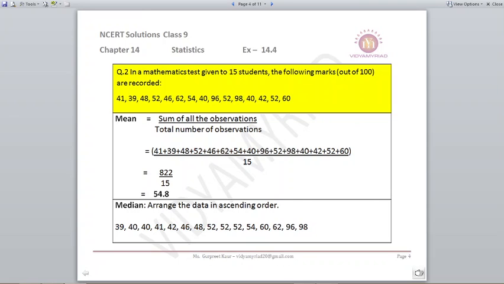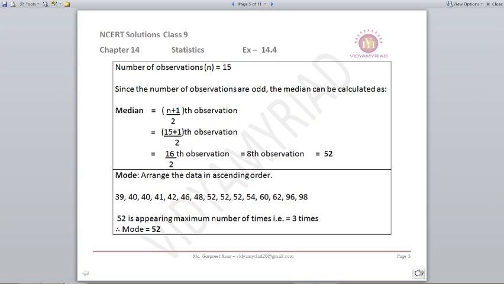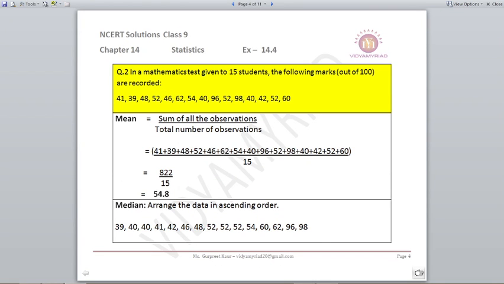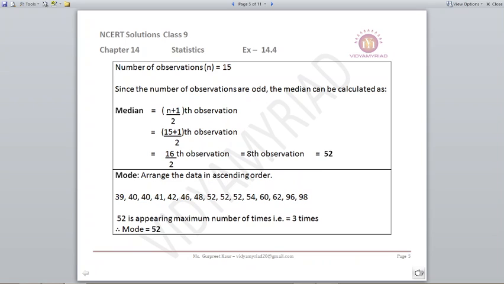Now what is the median here? First of all we will arrange our data in ascending order. So we have arranged it properly. Now 15 is an odd number. So how am I going to calculate my median? For odd, the observation is (15 plus 1) divided by 2, that is 16 divided by 2, which is the 8th observation. From the data arranged in ascending order, just count the 8th number. It comes out to be 52. So 52 is my median.